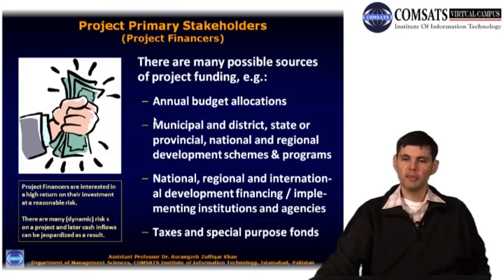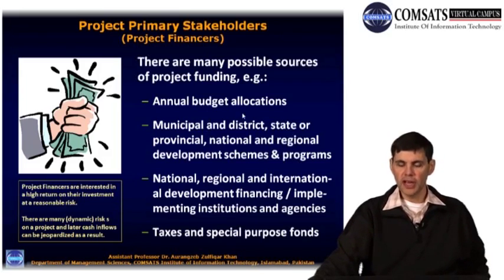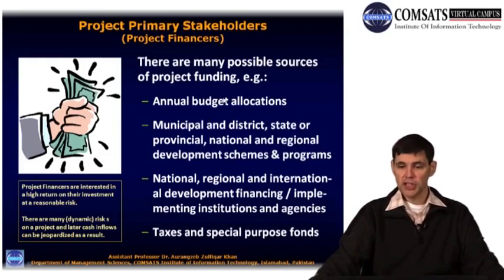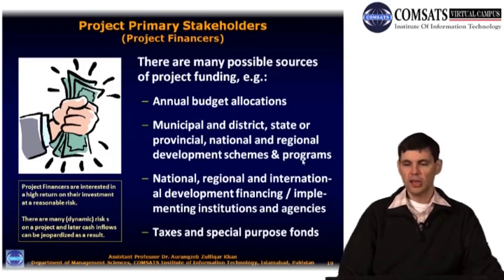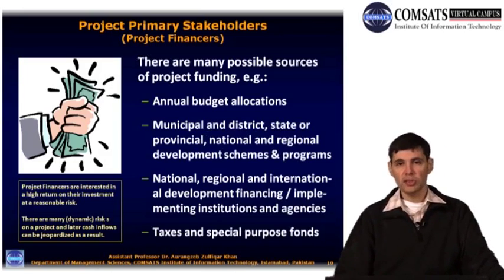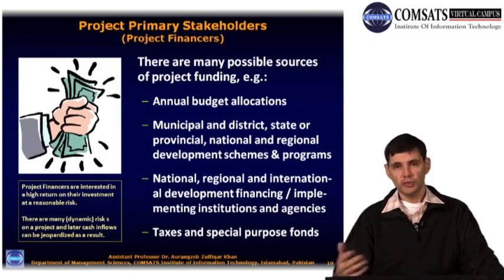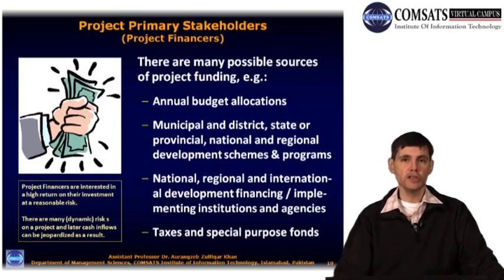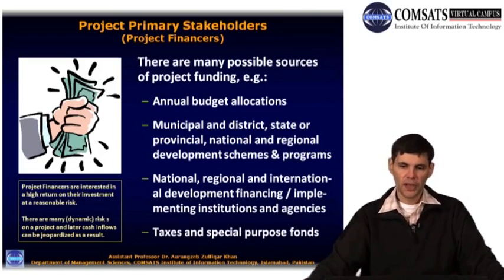For projects, you can have many potential sources of funding. From your organization, for instance, you can have annual budget allocations. You can get funding from municipal, district, state or provincial, national and regional development schemes and programs, particularly in the context of the European Union. There are a lot of these development funding schemes for infrastructure development for different regions of the European Union, especially for the poorer, more underdeveloped regions.